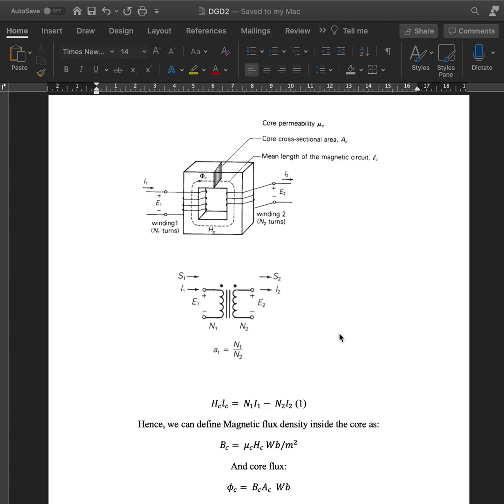So we can see that, from the figure above, there's going to be a current flowing in the circuit, right? So it's going to be a clockwise current that's going to come in. The current enclosed could be defined as HC times LC is equal to N1 I1 minus N2 times I2.